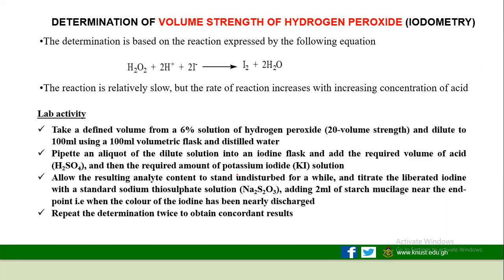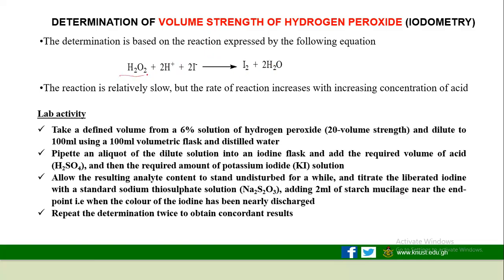Next up, determination of volume strength of hydrogen peroxide, iodometry. Good. So we are saying that the determination is based on the reaction expressed by the following equation. Now, the hydrogen peroxide plus 2 moles of H+ plus 2 moles of I- react to form I2 plus 2 moles of water.